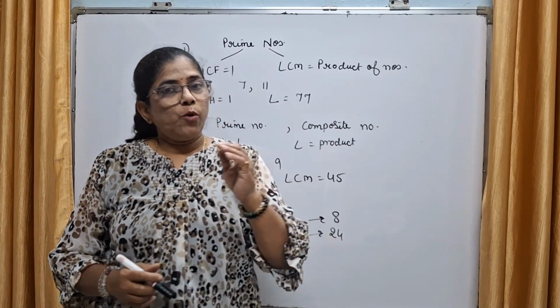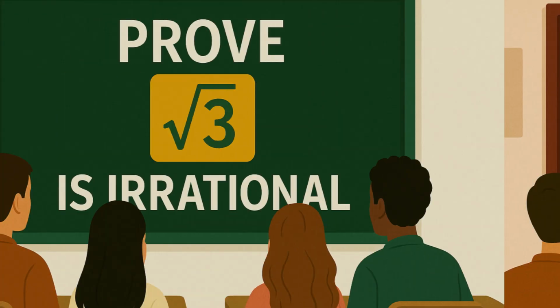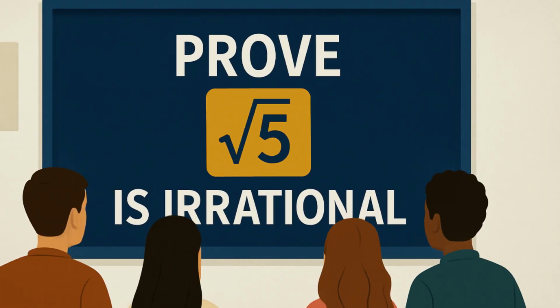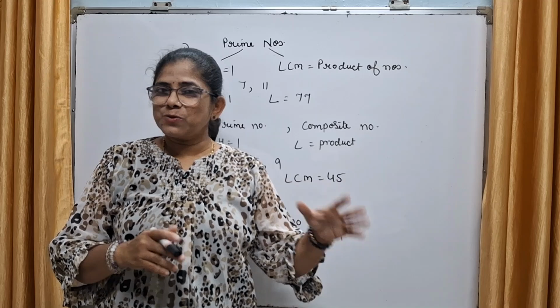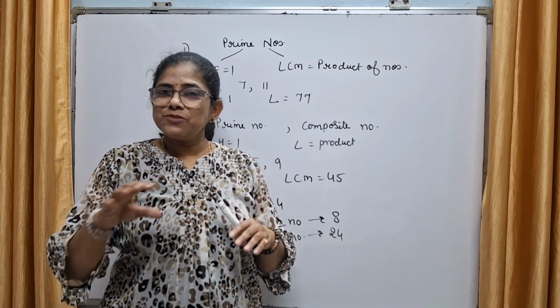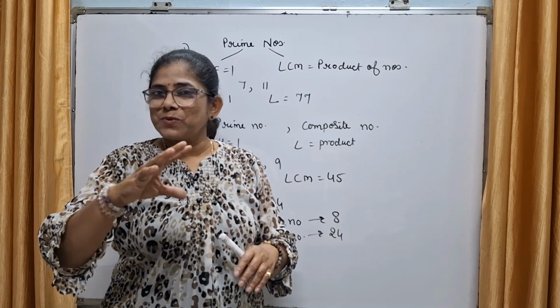We have one more important concept, that is, prove that root 2, root 3, root 5 is irrational. Videos are already made of these questions. The link of all these videos is shared in the description box. You can go through those videos one by one.